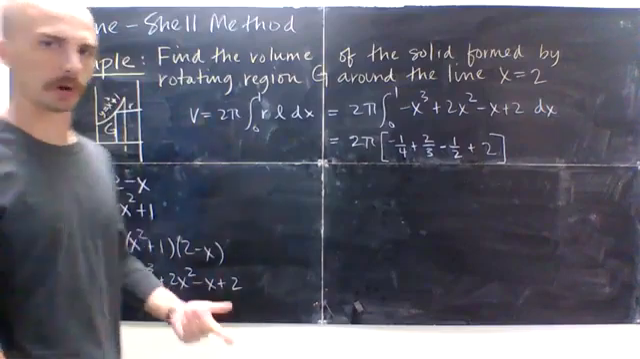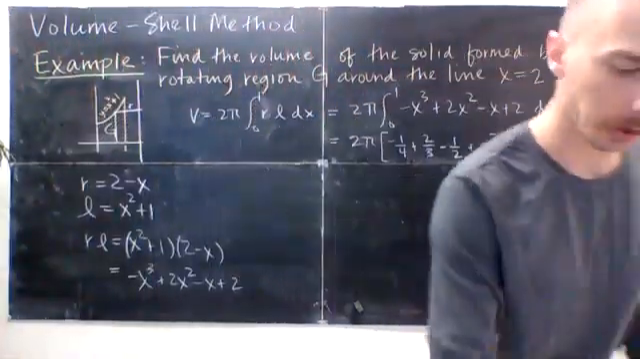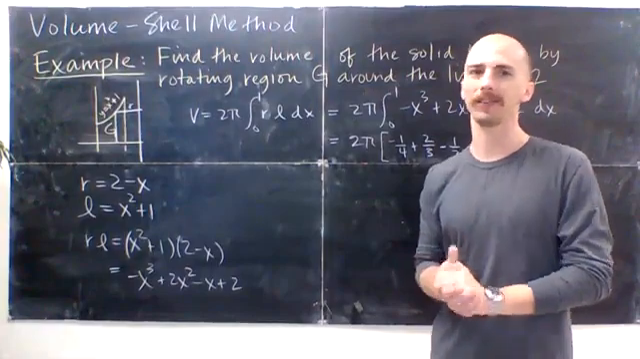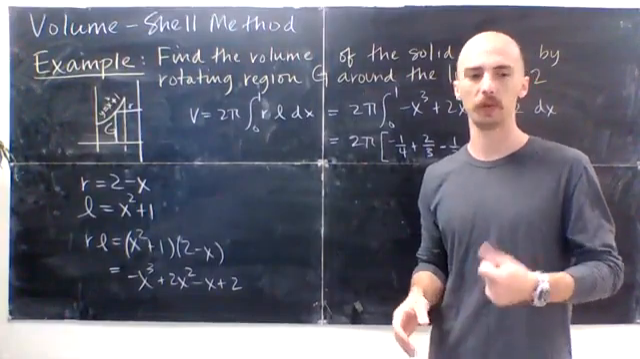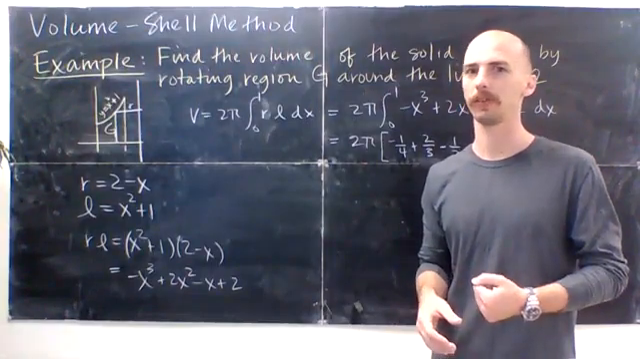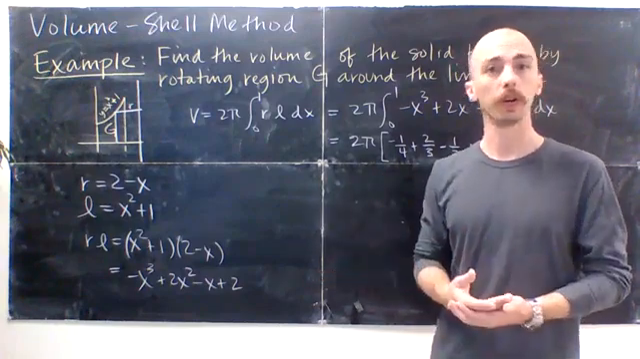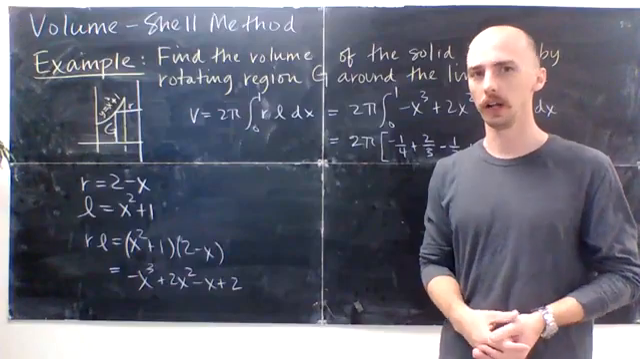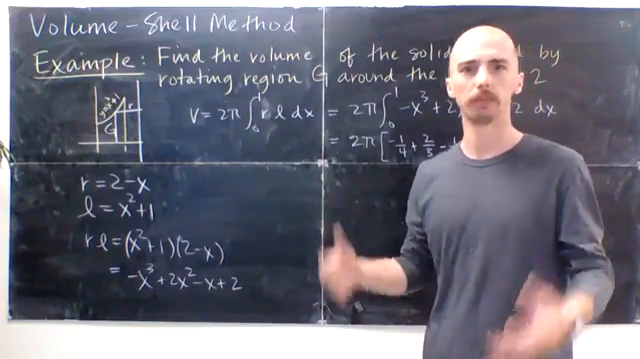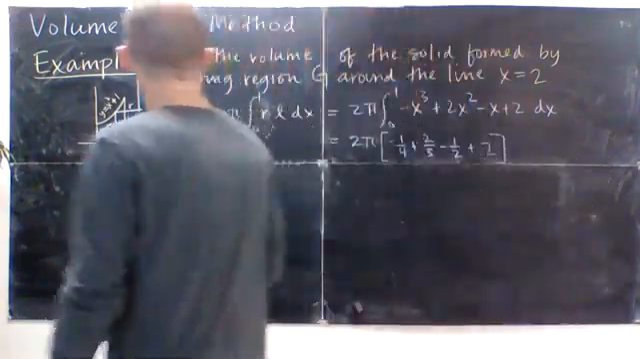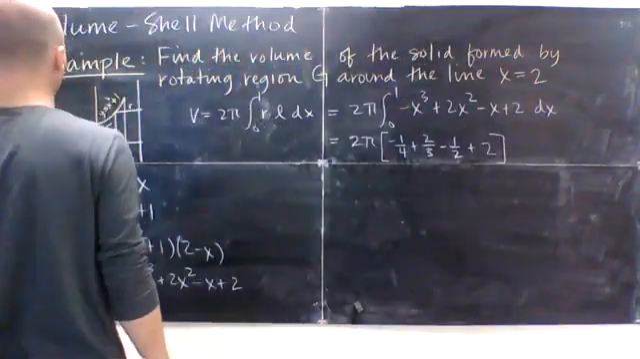All right, I've got one more example. It's also going to be rotating around a vertical axis. I really am going to trust that if you needed to rotate around a horizontal axis, you would be able to do that. It's just going to be kind of the opposite of this. Your integral is going to depend on y. Your r and your L are going to have to depend on y, and well, you'll figure it out. So, okay, what's going on here?